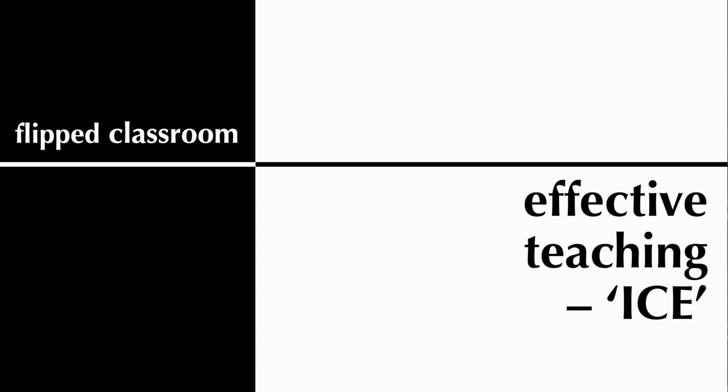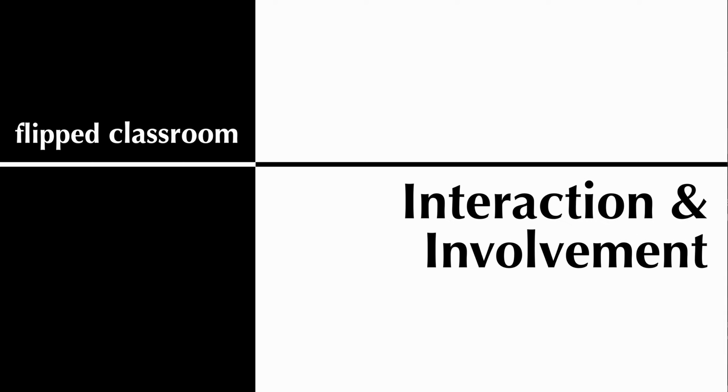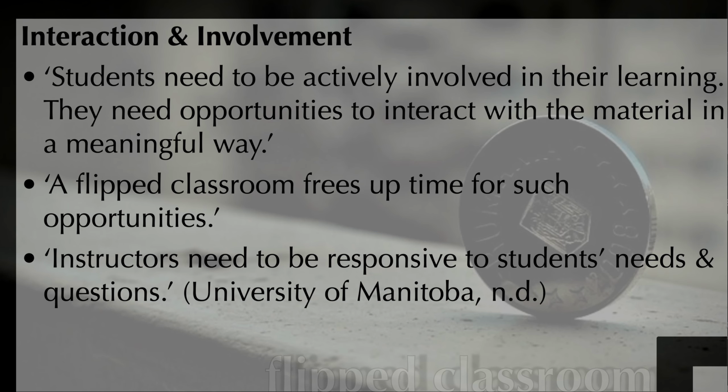One of the ways to ensure that there's effective teaching is this ICE acronym. I'll go over each of these and I'll apply it specifically to the flipped classroom. The I in ICE is interaction and involvement, so I guess it's a double I. Quote, "Students need to be actively involved in their learning. They need opportunities to interact with the material in a meaningful way. A flipped classroom frees up time for such opportunities. Instructors need to be responsive to students' needs and questions."